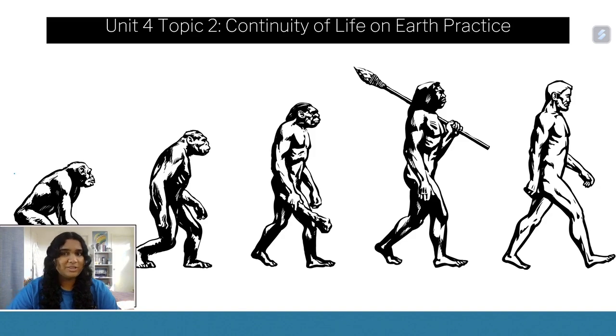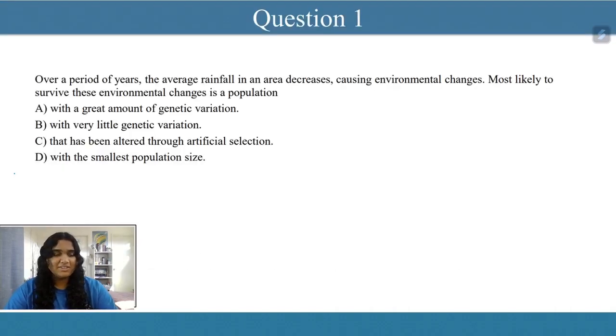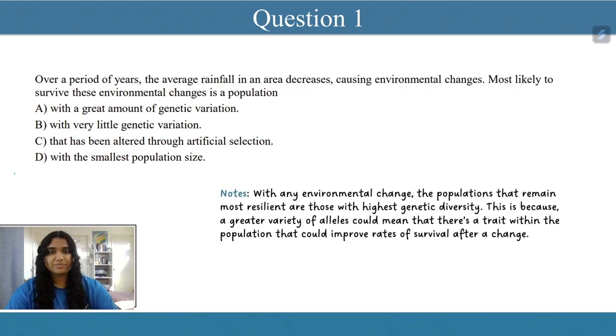So this is Unit 4, Topic 2, Continuum and Life on Earth. This is all about evolution, microevolution, speciation, etc. So, question 1. Over a period of years, the average rainfall in an area decreases, causing environmental changes. Most likely to survive these environmental changes is a population A, with a great number of genetic variation, B, with very little genetic variation, C, that has been altered through artificial selection, or D, with the smallest population size.